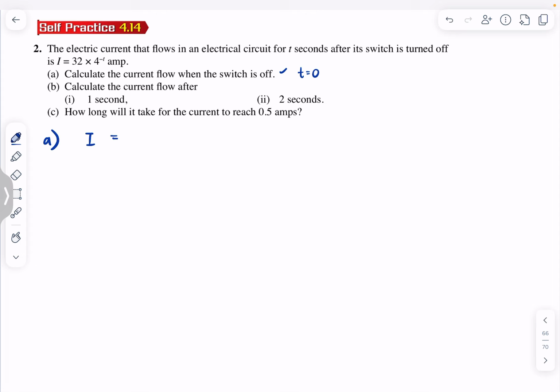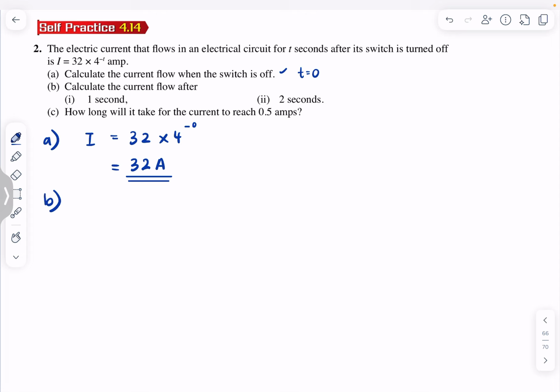So I will be 32 times 4 power negative 0. So 4 to the power of 0 will become 1. So 32 times 1 is just 32 amperes. You don't have to write the unit, but if you know the unit, it doesn't hurt to write lah. You can write.